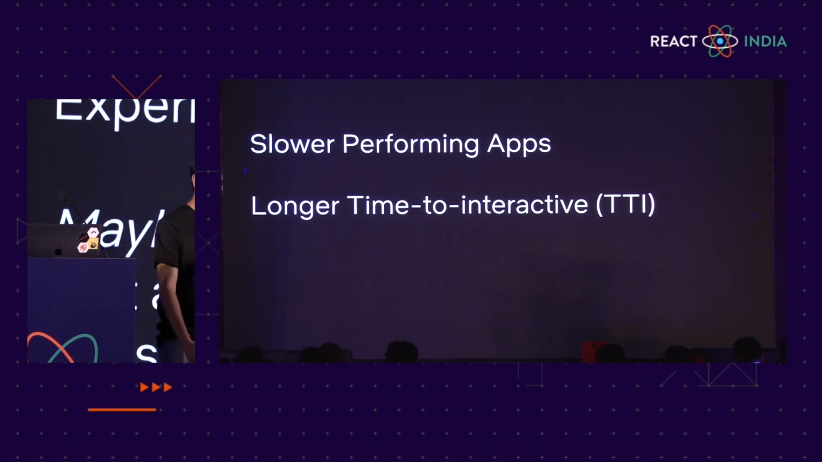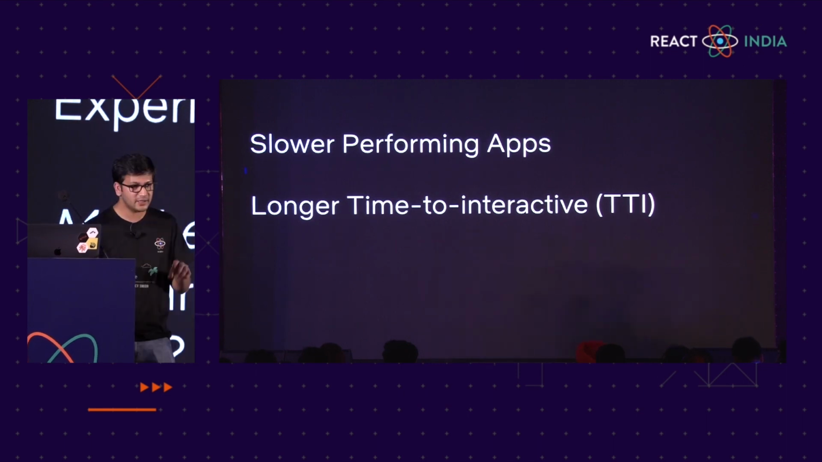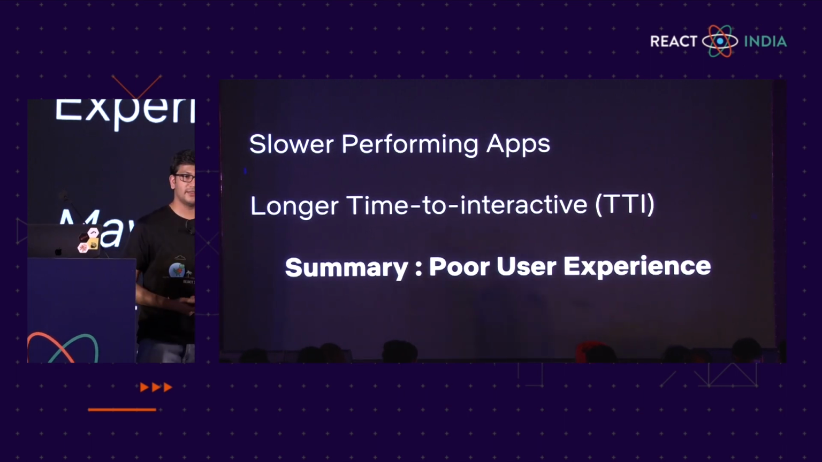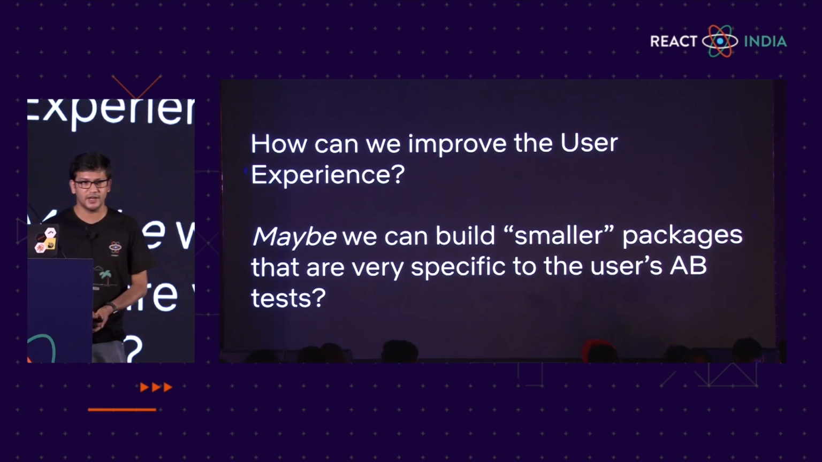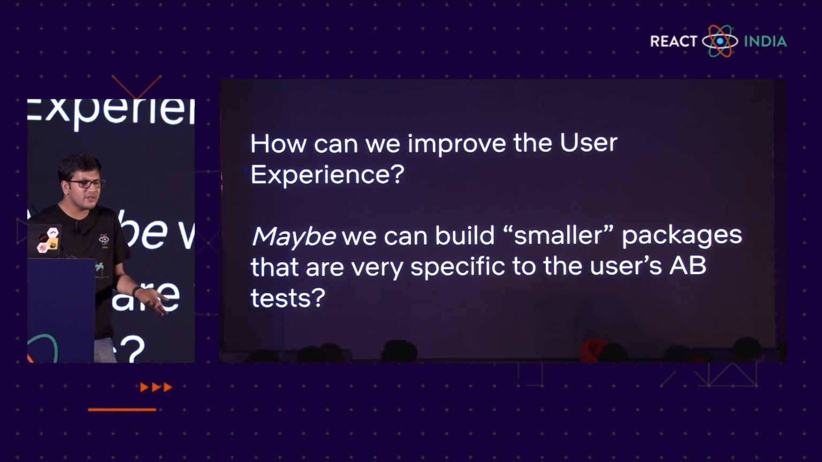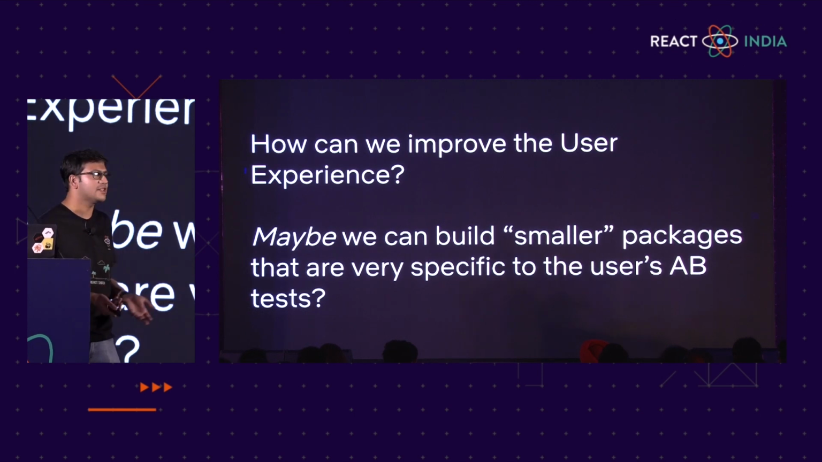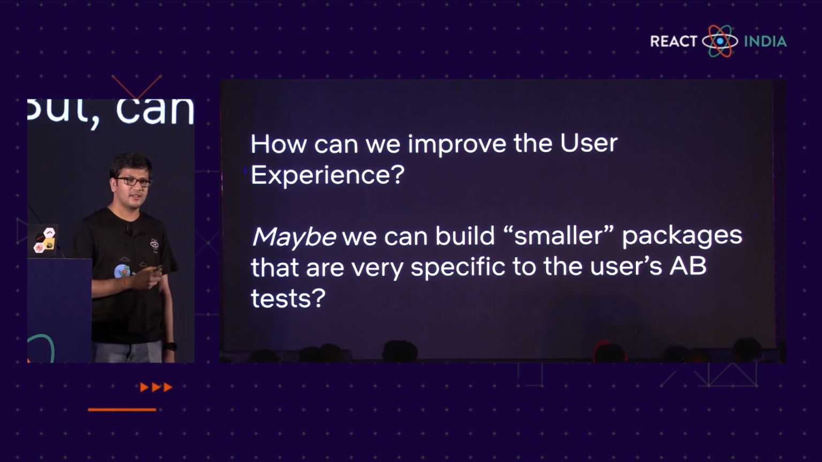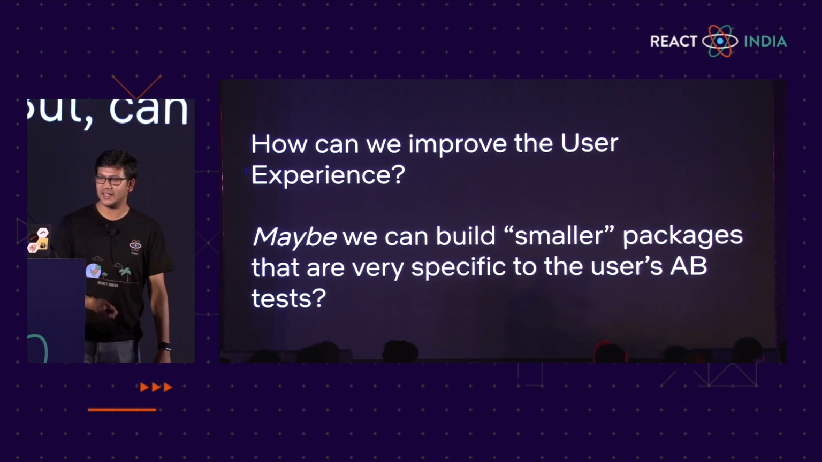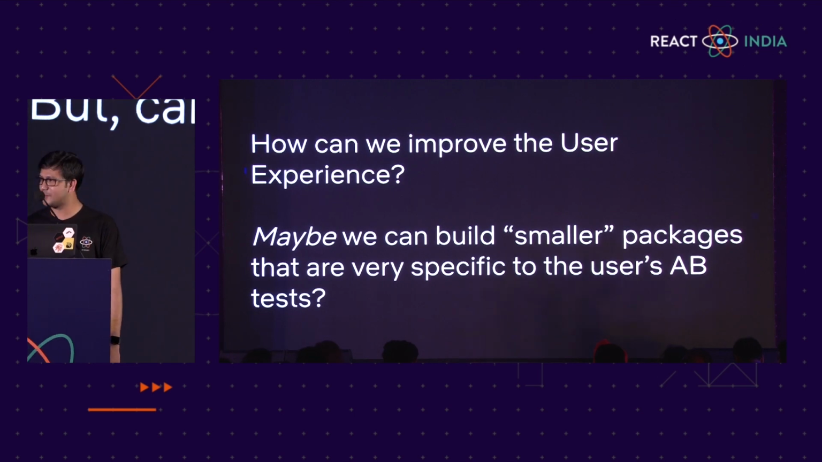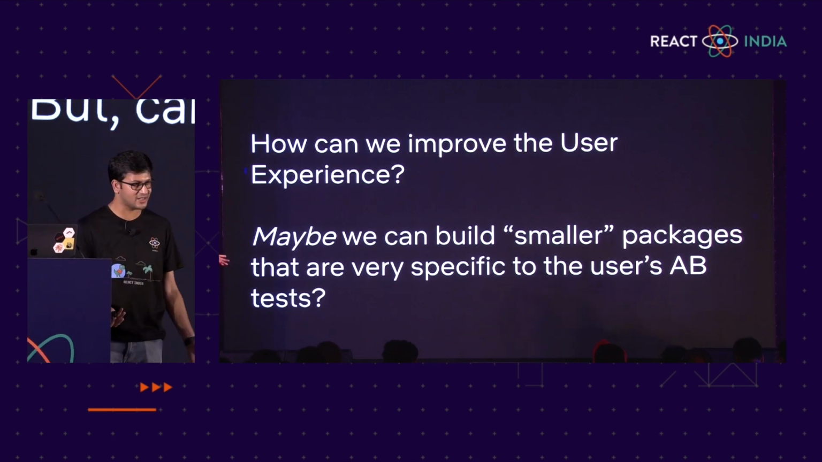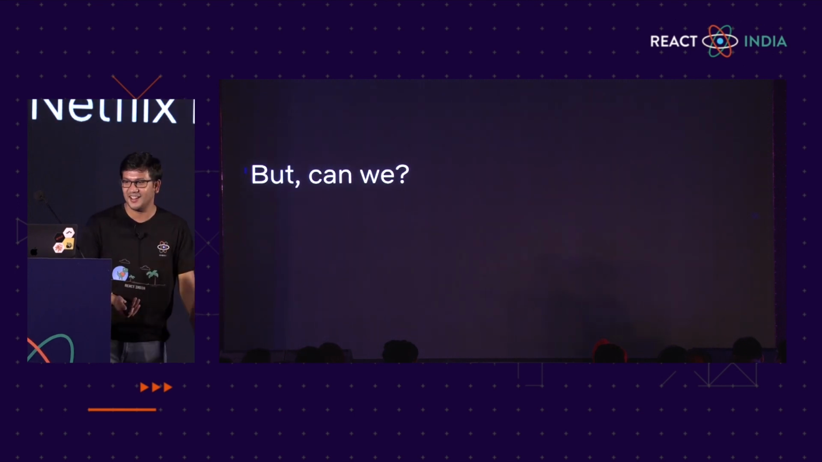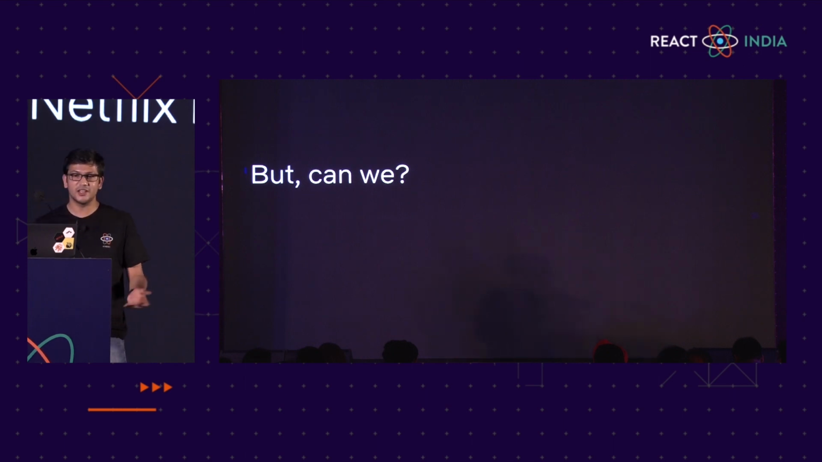So how can we improve the user experience, right? And here the common convention is, why don't you build smaller bundles and then serve them when you need them, right? So yes, maybe we can build smaller packages. Like maybe these packages can be tailored specific to a user's A/B test. But then, do you really think we can do that? Like, can we really build smaller packages that are specific to a user's A/B test allocations? Like we have 150 million subscribers. Well, turns out the answer is actually no.